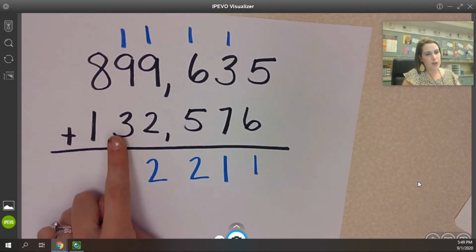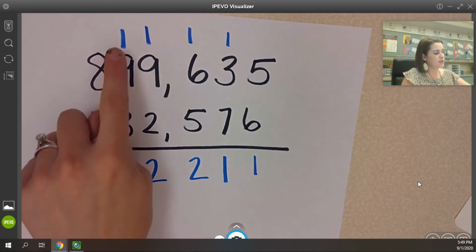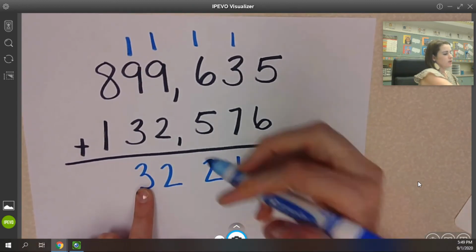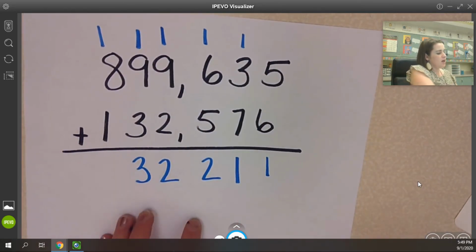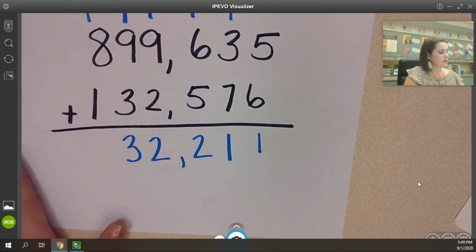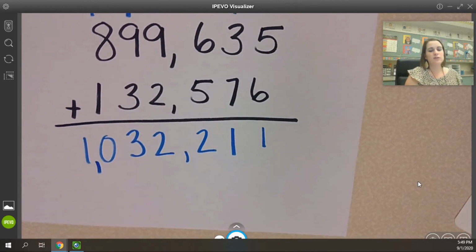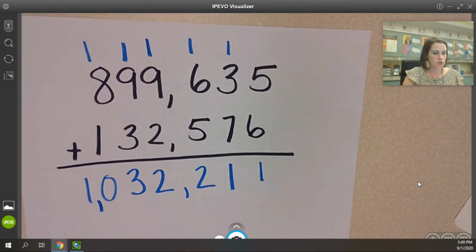Now we add 9 plus 3, which is 12 again, plus the 1 is 13. Okay, so the 3 comes down here. The 1 in the 13 gets regrouped. So then finally we add our numbers in the hundred thousands place. So we have 8 plus 1, that is 9, plus 1 equals 10. So then our final answer is 1,032,211. So that's how you add using traditional addition.